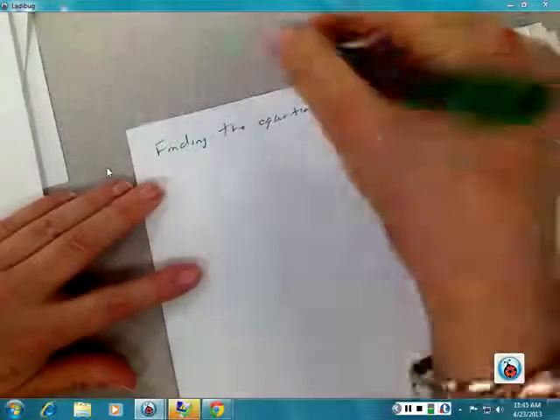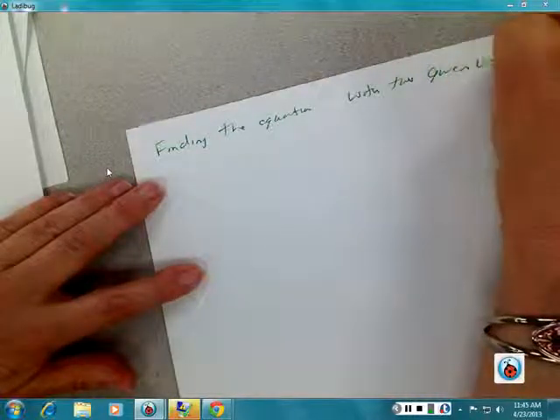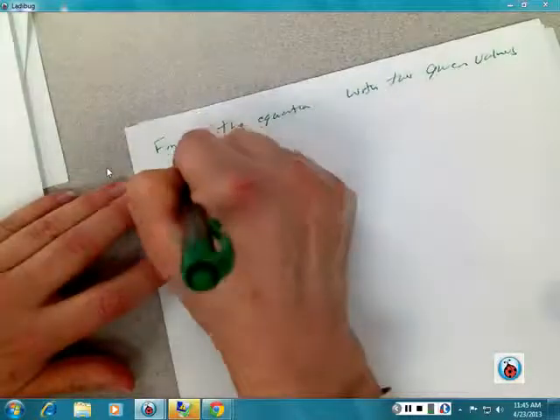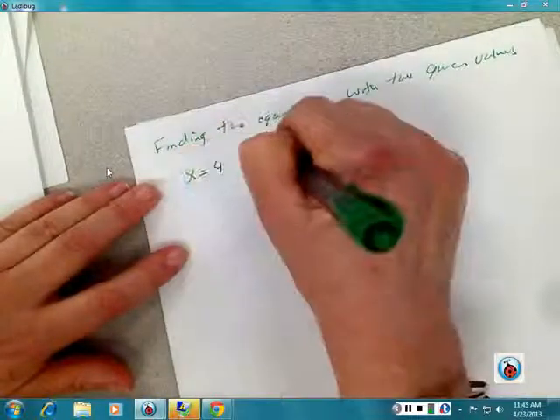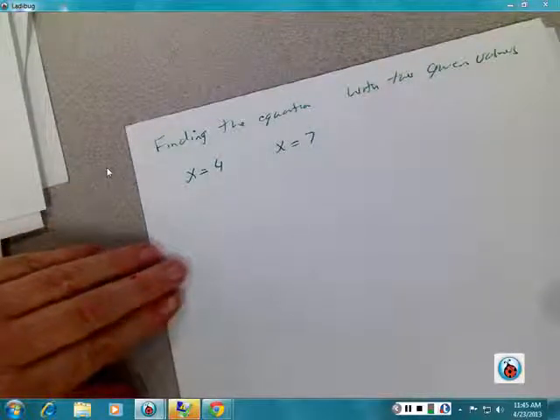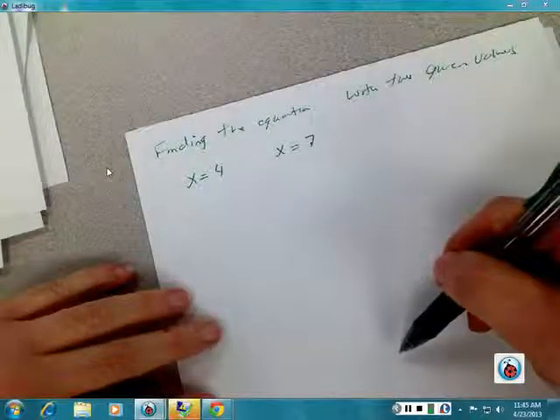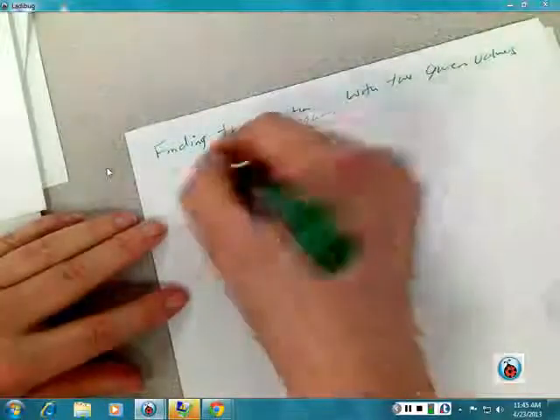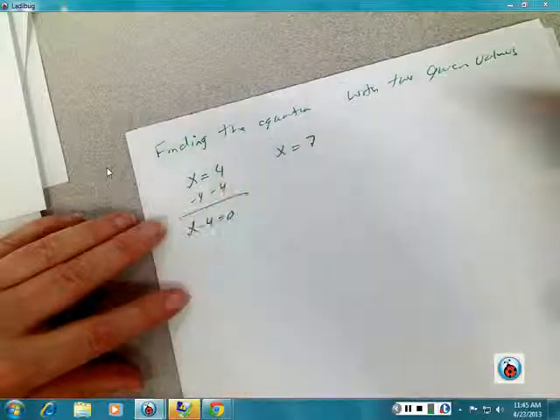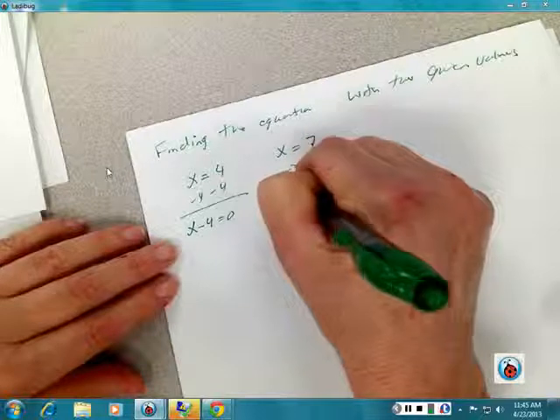Finding the equation with two given values. That means instead of finding what we just did, they give you that x is equal to 4 and x is equal to 7 and ask what is the equation that this started from. So we're basically working our way from the end result back to the beginning of where we started with our other problems. Here, we subtract 4 from both sides to get it equal to 0. Same thing with the 7: minus 7 gives me x minus 7 equals 0.